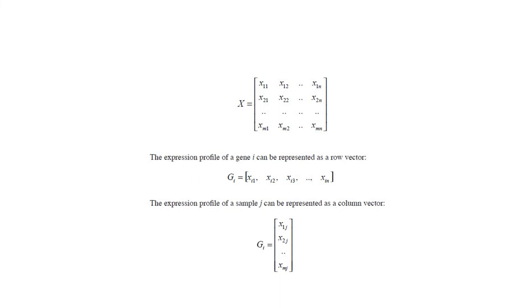An expression profile of a gene i can be represented as a row vector: gene i1, i2, i3, up to in, where i means the row and the columns run first, second, third, up to the nth column. So this is known as a row vector. We will call this the gene expression profile, Gi. Okay, now it is clearly understood.